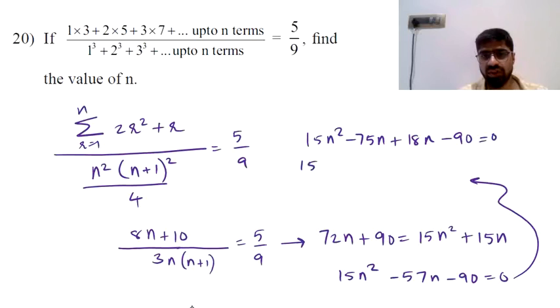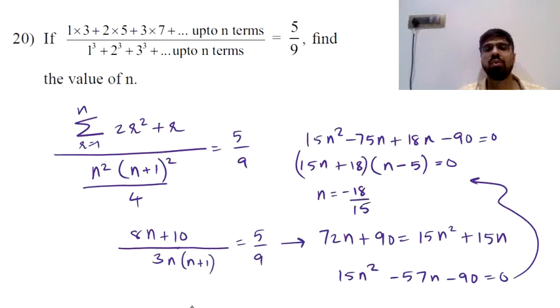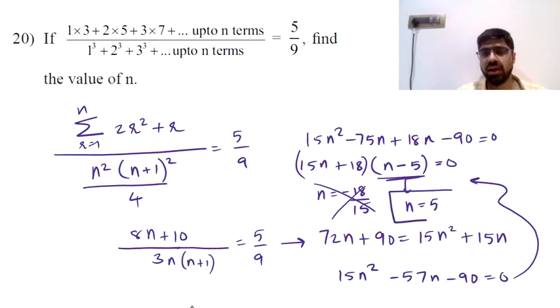So we have 15n coming common from the first bracket and plus 18 coming common from the second bracket. When you do that, the second bracket by default is going to become n minus 5. Yeah. So the value of n will either be minus 18 upon 15, which is not possible because n is going to be an integer. So the only possible value for n that you have is n equal to 5. And yeah, that's how we are answering our question number 20.